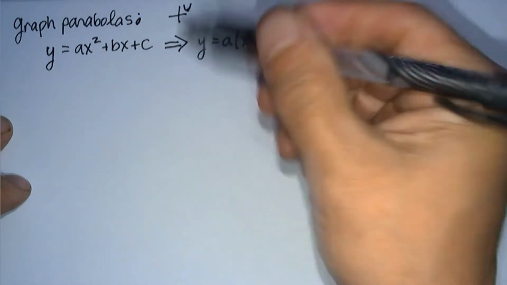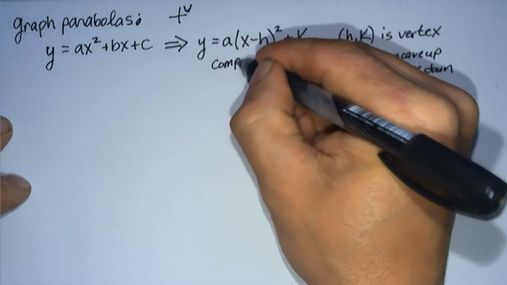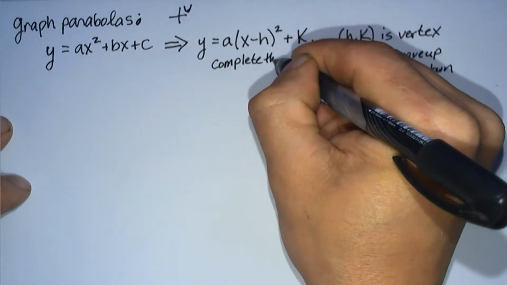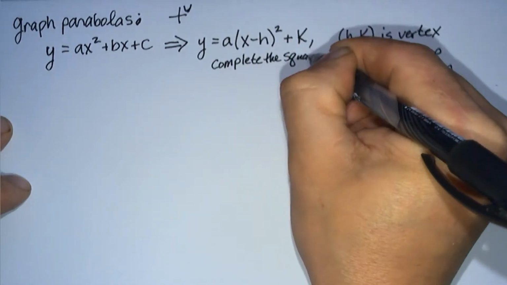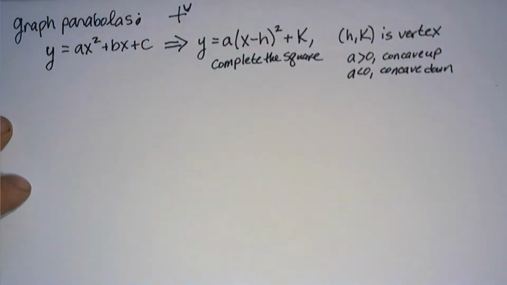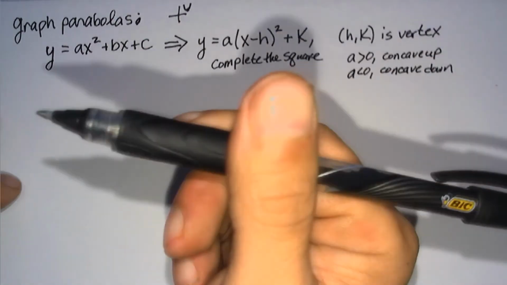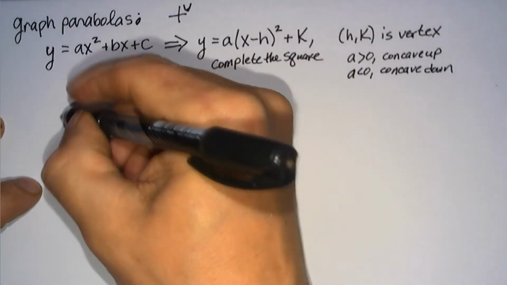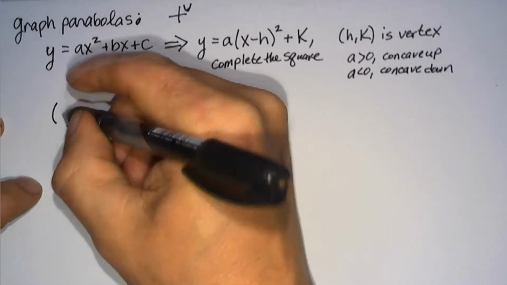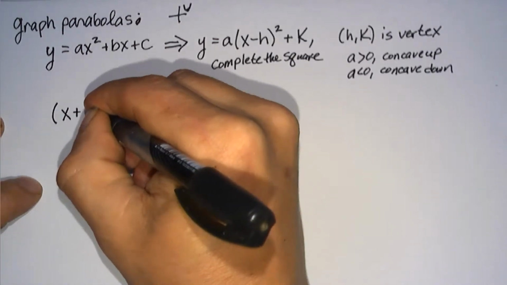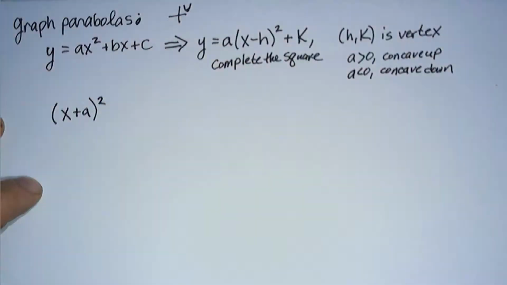We use what's called complete the square. And complete the square is something that's going to be used outside the scope of graphing parabolas. So please pay attention to this. It's something that's going to come up over and over again, especially when we get into Laplace transforms in the future. Okay, so let's complete the square. So what do I mean by complete the square? Let's say I have x plus a squared. Okay, that's a perfect square binomial.